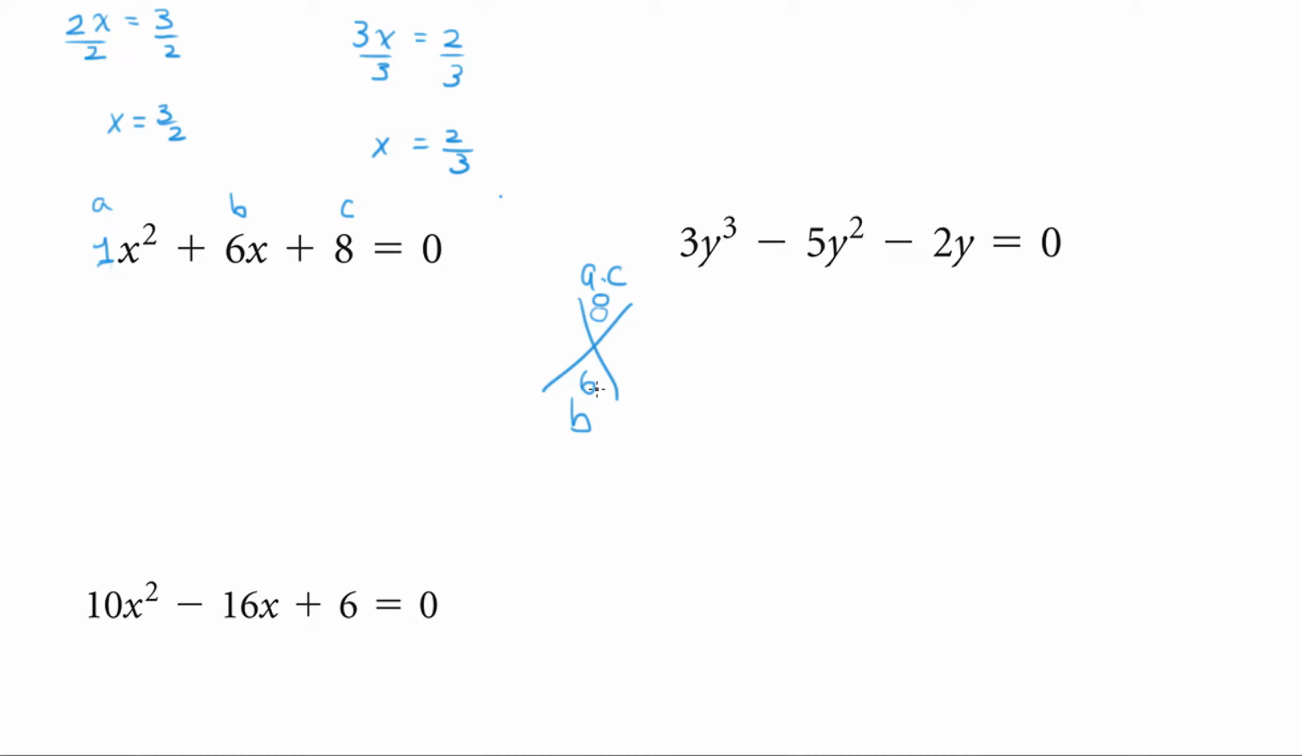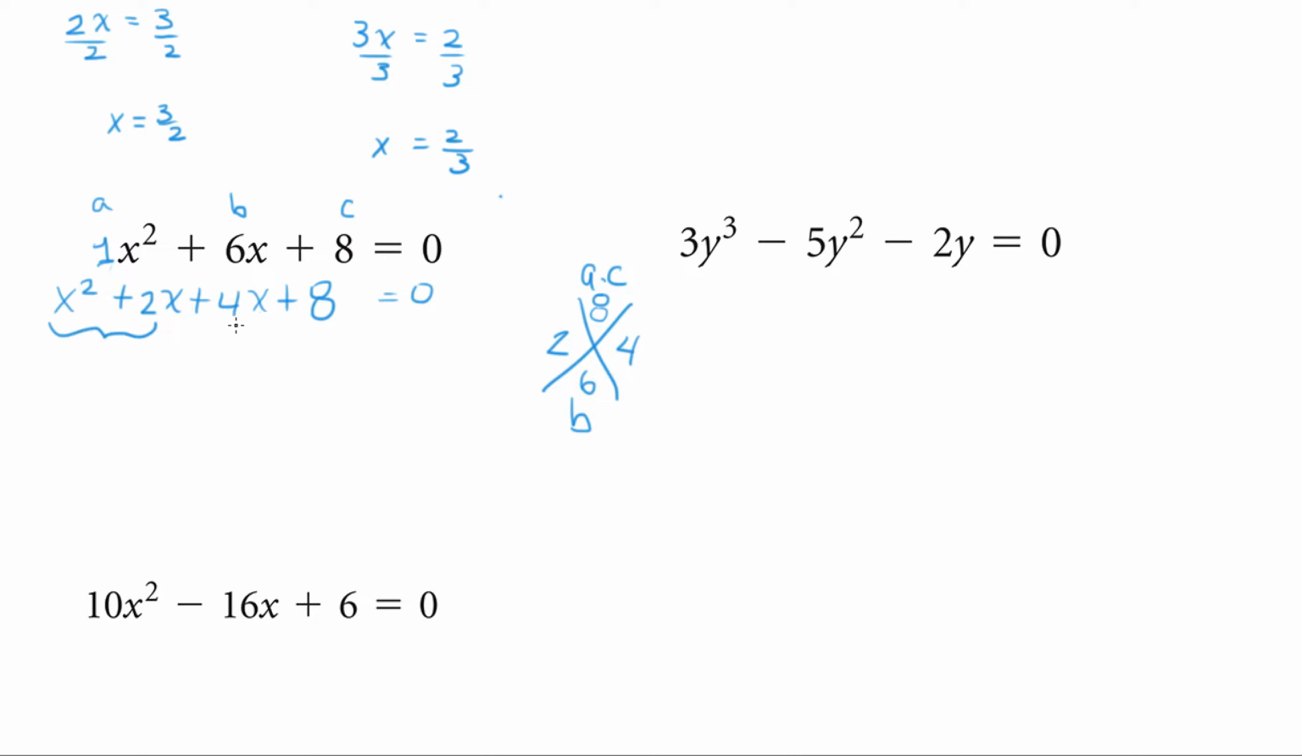Well, 2 and 4. 2 times 4 is 8. 2 plus 4 is 6. So the procedure is as follows. You take those two numbers, and you substitute for b. So x squared plus 2x plus 4x plus 8 equals 0.